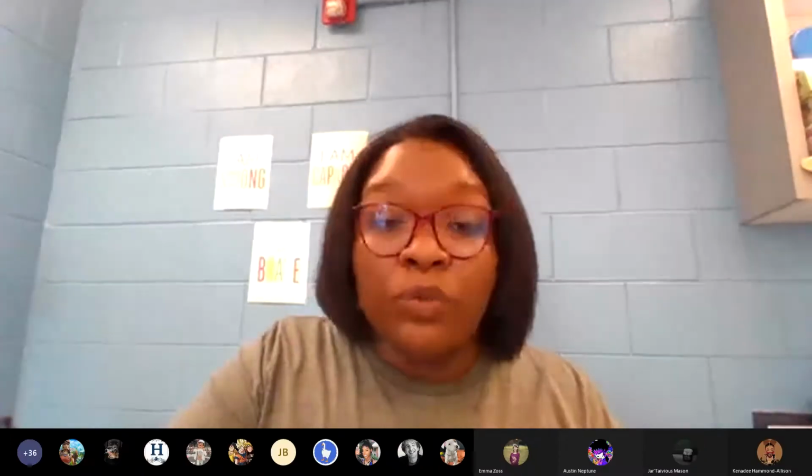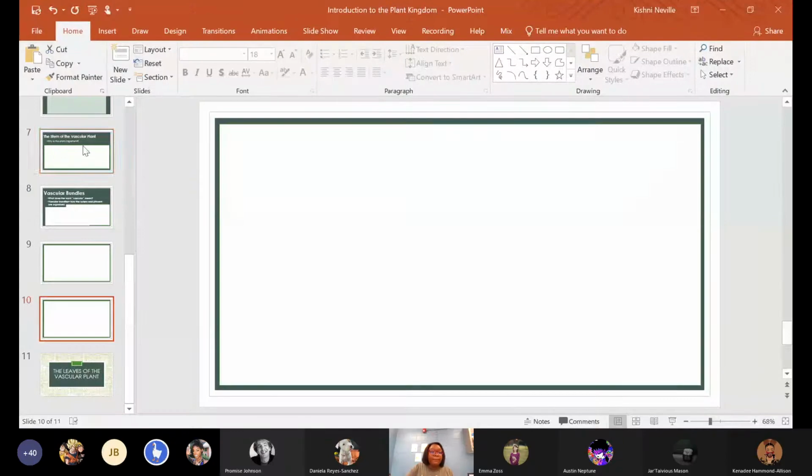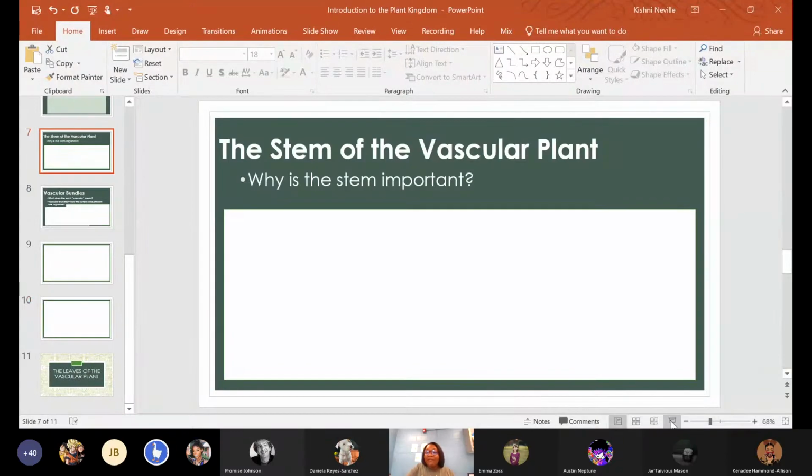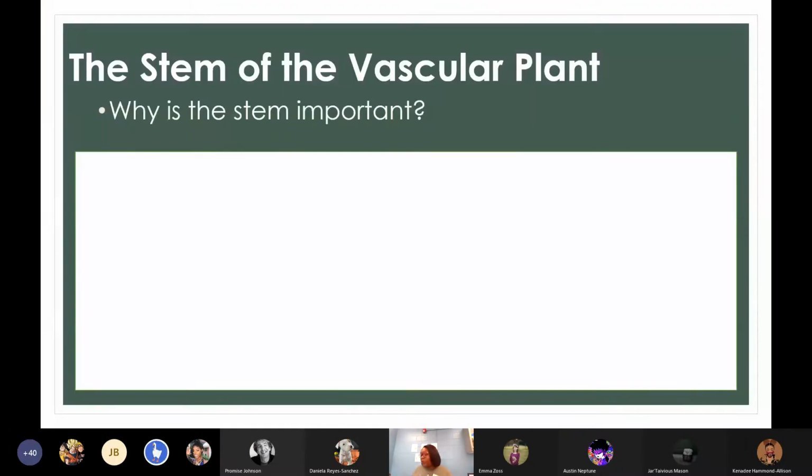And we're going to review very quickly the stem of the vascular plant. We want to make sure we remember that the reason why our stem is so important is because it stores food and water, and it carries food and water throughout the plant. So when we learned about that, we learned about two different highways that carry these things.